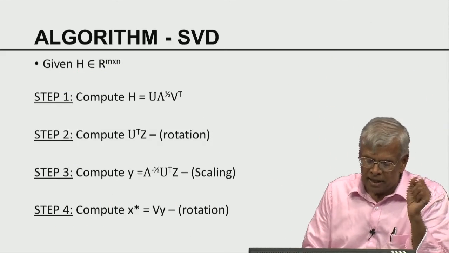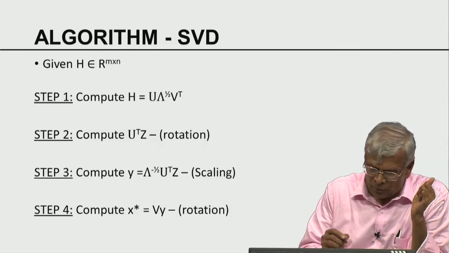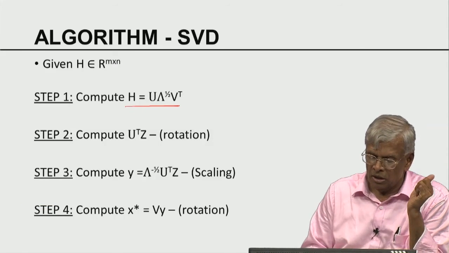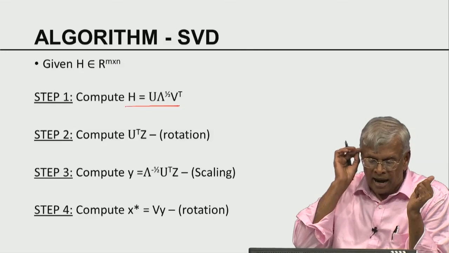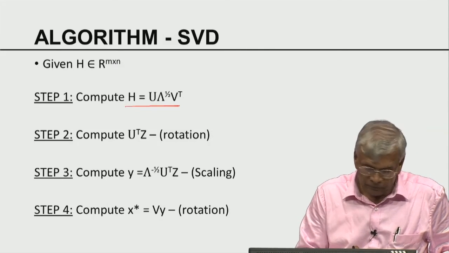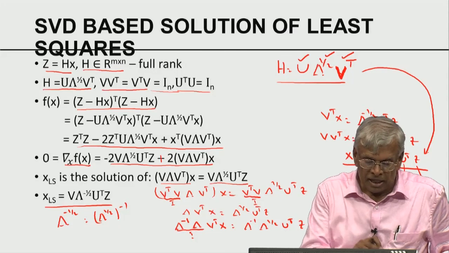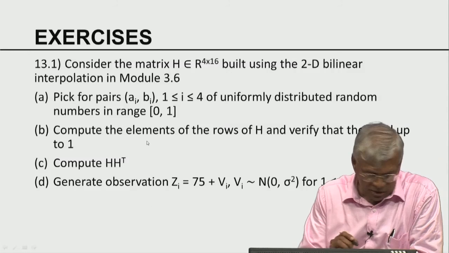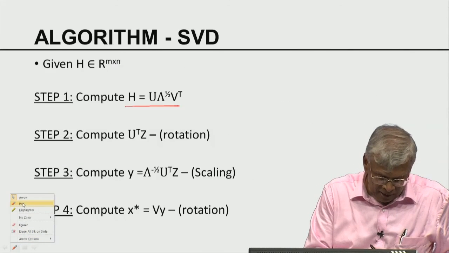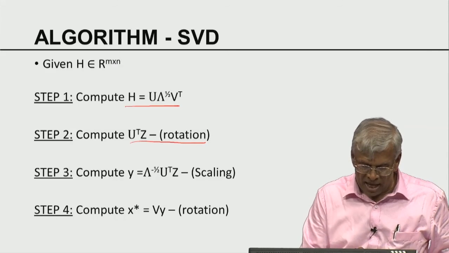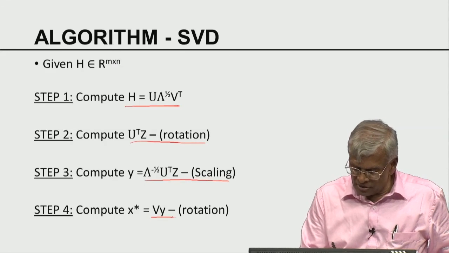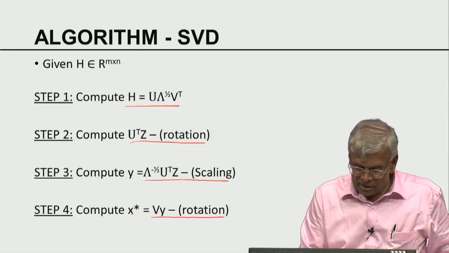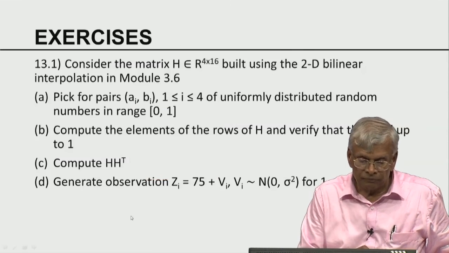But before I go to compare, I would like to summarize the SVD quickly here. H is u lambda to the power half v transpose. That is the SVD decomposition. Compute u transpose c, that is simply a rotation. I have already talked about that in the previous slide. This is essentially a scaling and this is essentially another rotation. Therefore, we can very easily see that x star is the least square solution.